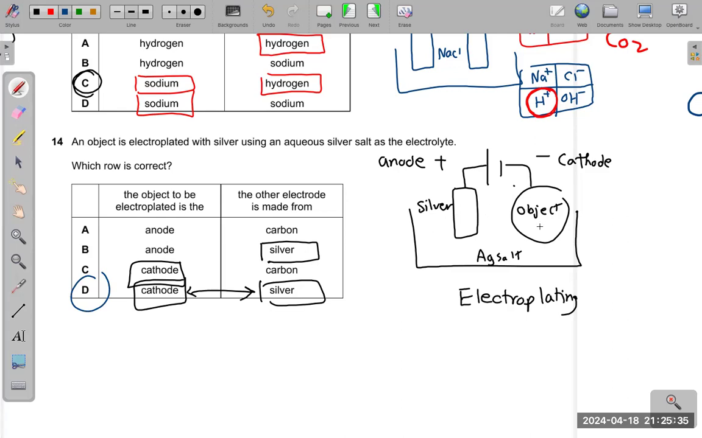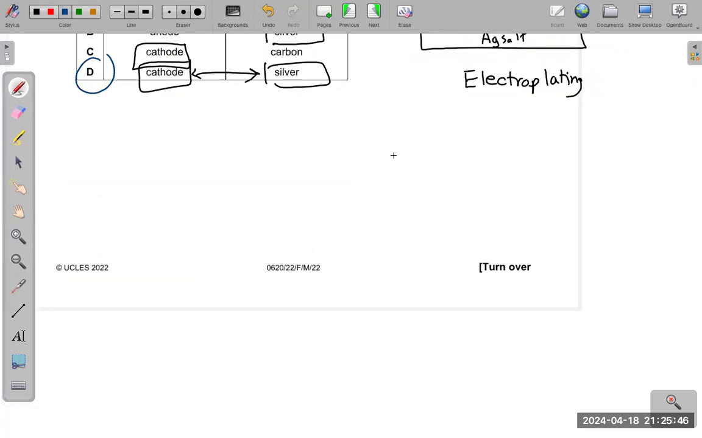Remember the object that you want to electroplate. If you want to electroplate a watch, you will put it on the negative, on the cathode, and the anode contains the metal that you will electroplate with. I'm going to electroplate this object with silver.